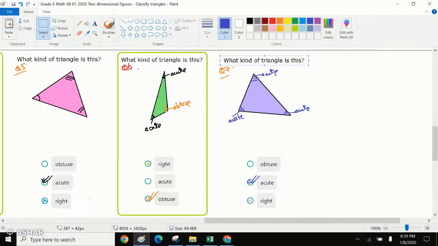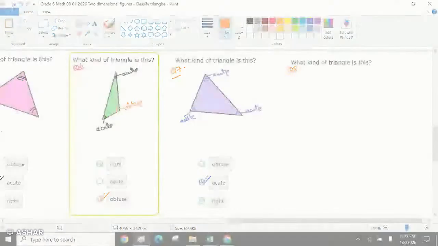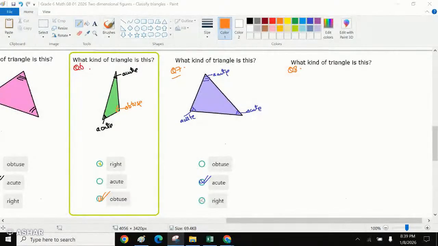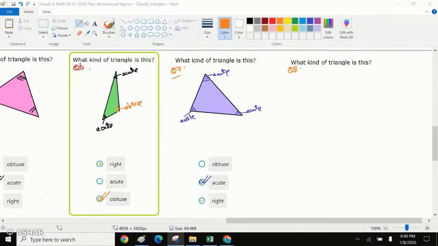Okay, just a minute, please. What kind of a triangle is this? Question number 8. Let's make up a question number 8. Let me just copy the options. The options that are given to us are obtuse, acute, and right. I'm just copying the options. So these are the options that are given to us. Let's make a triangle.